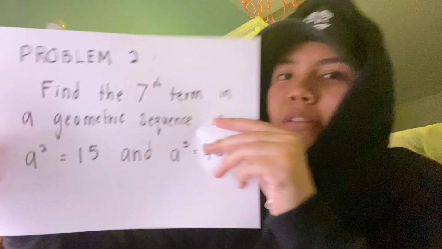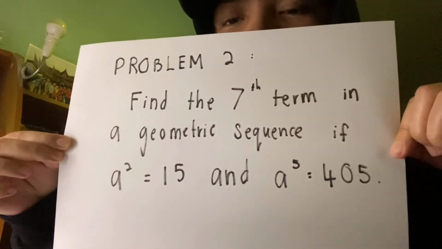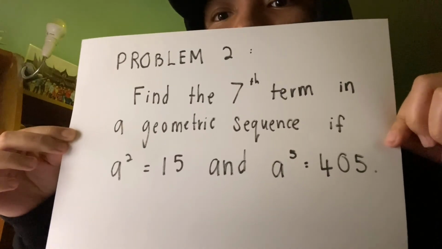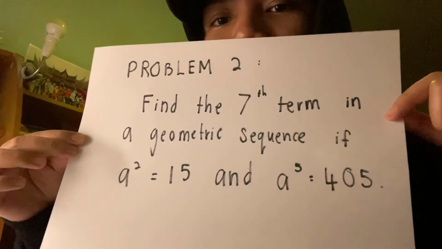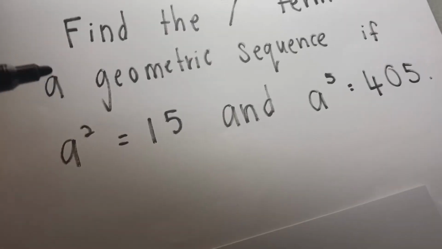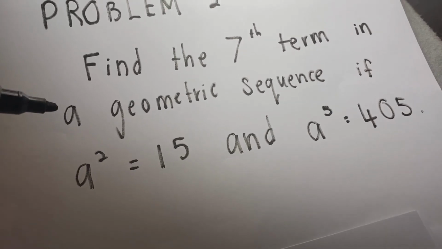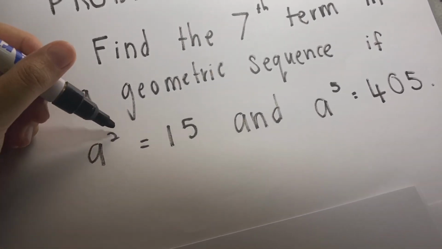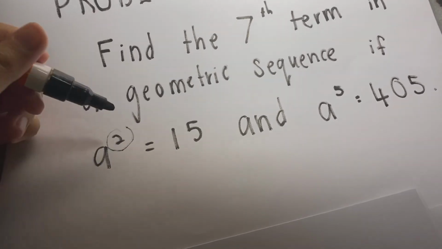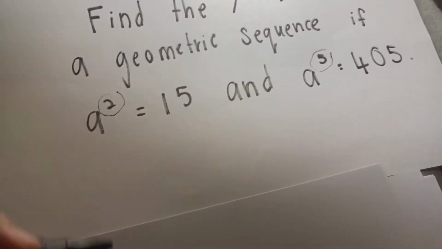Okay, so for the second problem, as you can see, I wrote here: find the seventh term in a geometric sequence if a sub 2 equals 15 and a sub 5 equals 405. In this question, the common ratio is not given, so we have to find it. We can see the subscript here is 2 and the subscript here is 5.